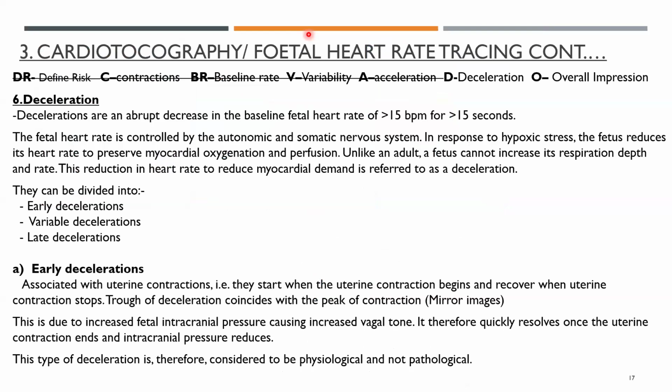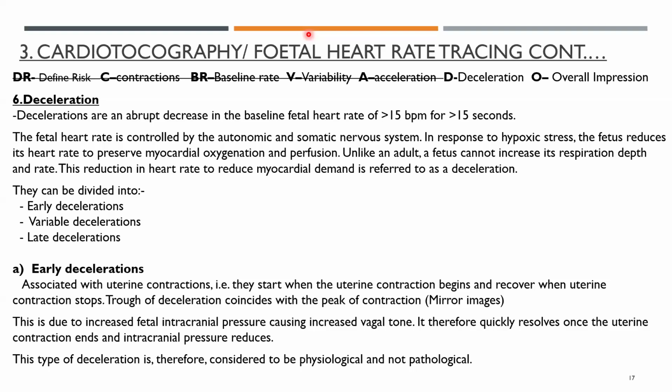So we said in response to hypoxic stress, the fetus reduces its heart rate to preserve the myocardial oxygenation and perfusion. Unlike in adults, they cannot just increase their respiratory rate. So they need to have other compensation mechanisms. In decelerations, we normally classify them into 3 types. They can be early decelerations, variable decelerations, and late decelerations.